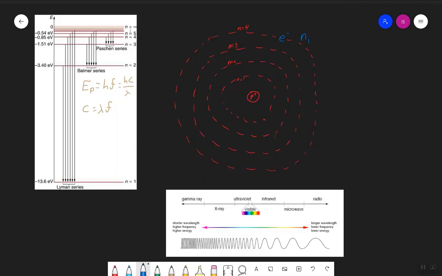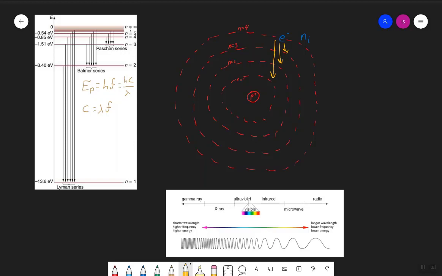So it starts at this n initial, which here in the diagram is n equals 4, although it can be in any different spot, and then it will fall down. Say it starts at n equals 4, well, now it has 3 different possibilities of where it can fall down to. It can fall down to n equals 3, or n equals 2, or all the way down to n equals 1. So there's a bunch of possibilities. All we know is it's going to fall down.